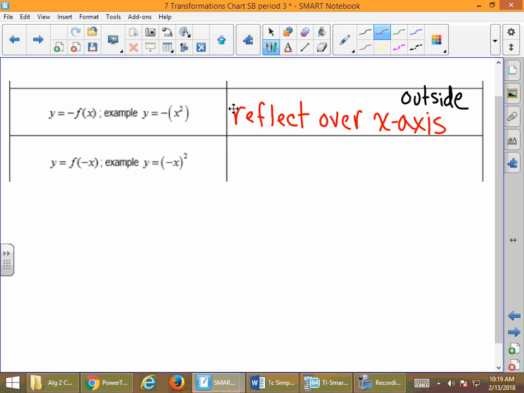Well, if we can reflect over the x, we can also reflect over the y. Over the y-axis. And that means f of negative x. So the negative is on the inside of the function. So filling in that chart there hopefully will be an excellent study tool as we get closer to the test.